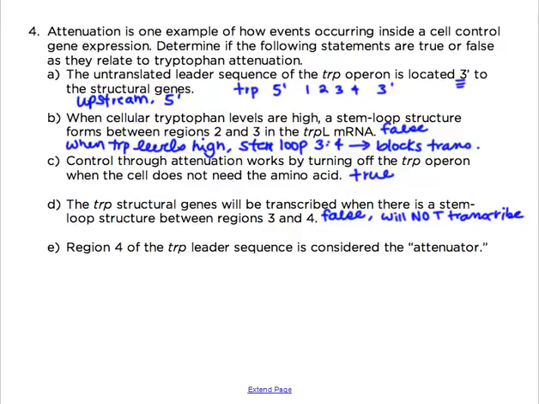Okay. And finally, E. Region 4 of the TRP leader sequence is considered the attenuator. Now, this is true. Okay, so it really depends on what textbook you're reading. Some say that region 4 is the attenuator. Others say that the attenuator is located more closely to region 4 than any other region.